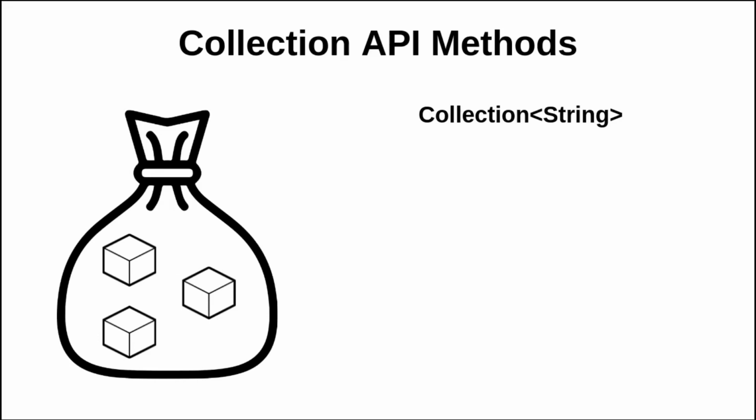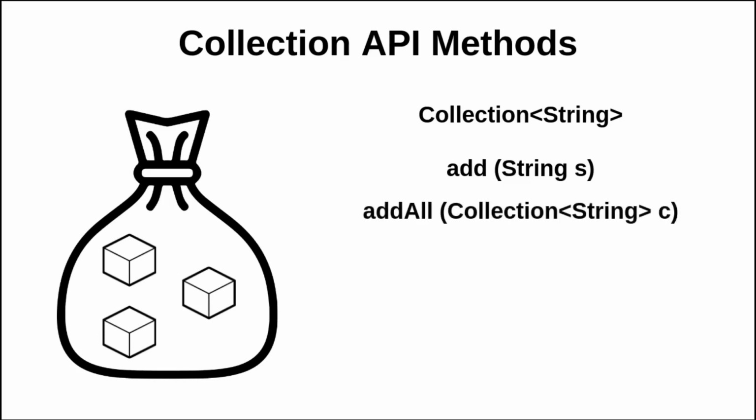First of all, I have a method add, which takes a string in parameter and adds it to my collection. And if I want to add several strings to my collection, instead of calling them one by one, I could use addAll to add them by pack, and this method takes a collection as parameter.